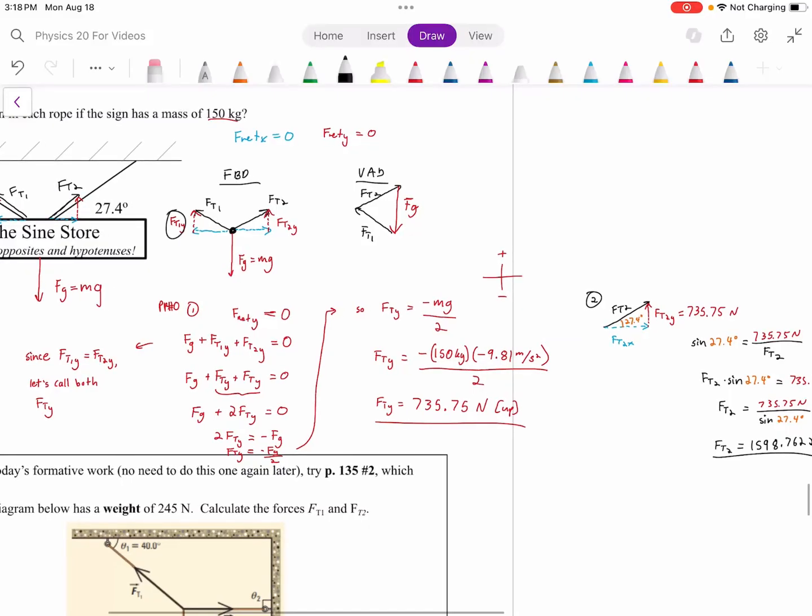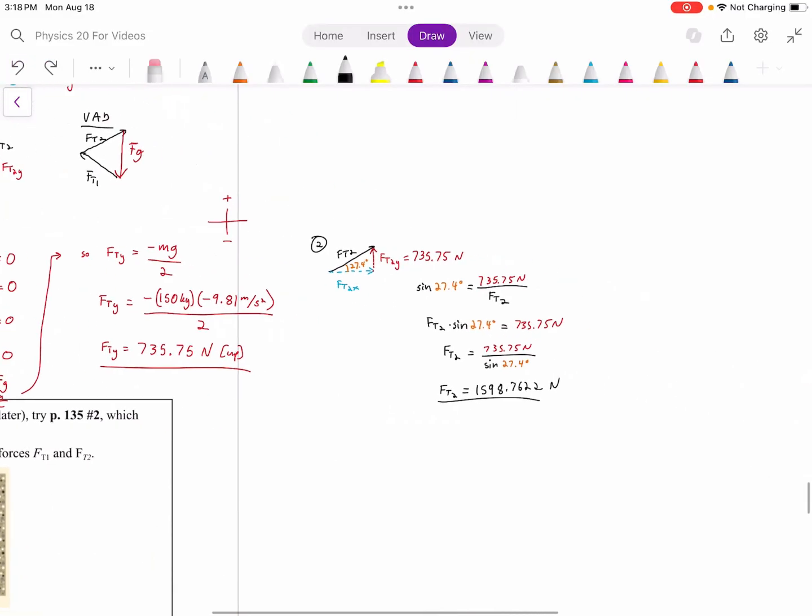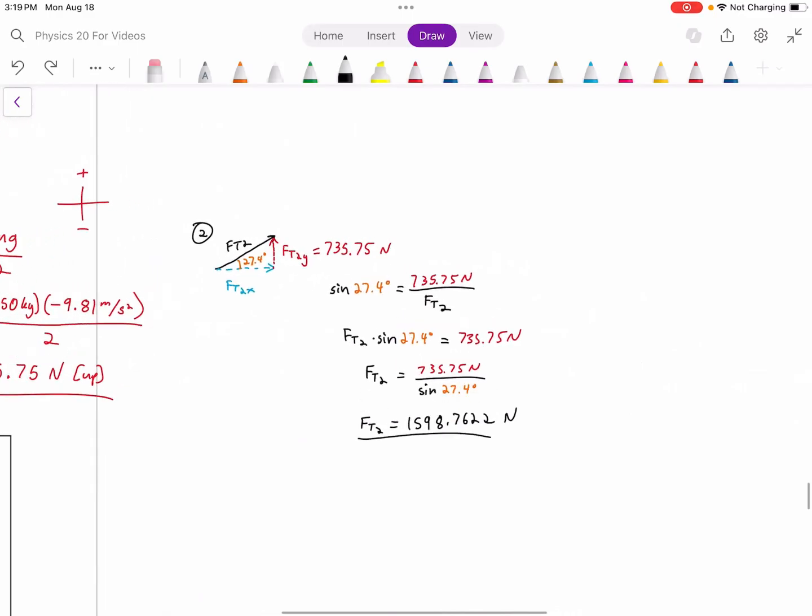Okay, so all that's left now, we know it'll be the same for the other side for force of tension 1. The difference will just be in the direction, okay? So for force of tension 2, it's easy, right? We got 0, we got 90. Well, look, as we go counterclockwise, we're trying to communicate that direction. That one's just going to be at 27.4 degrees.